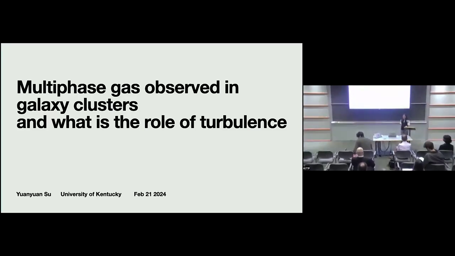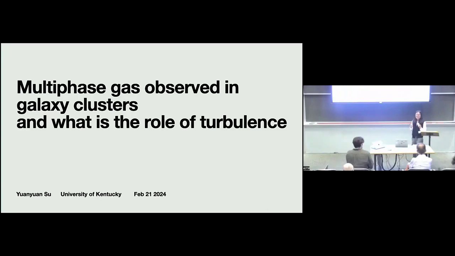My name is Yuanyuan Su. I'm an assistant professor from University of Kentucky. Today I'm going to talk about some of the very fascinating observations we obtained with multi-wavelength observations in galaxy clusters, in a very turbulent environment. And we want to understand what the role of turbulence is.